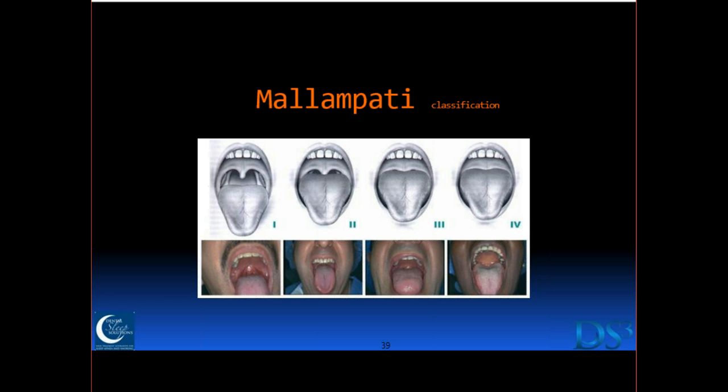And in the DS3 software, you have pictures of this and you do this. But again, this is just something that you're looking at. When the patient opens and sticks their tongue out, on the far left side of class 1, I see everything back there. Then I see just a little bit of the tonsillar arch in the back, and then I see none of it, on the far right.